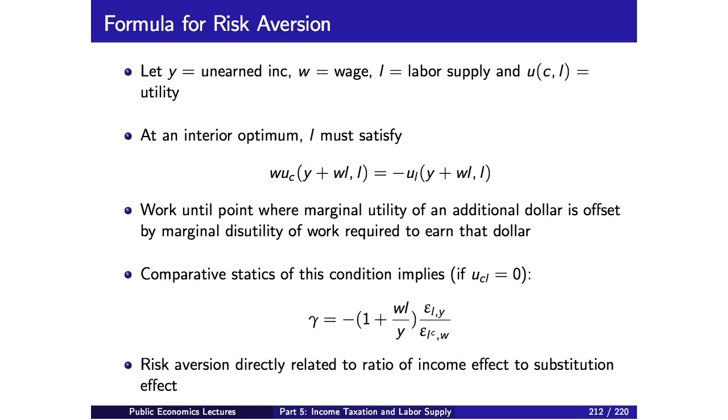Okay? So there's a tight link between the ratio of the income effect to the substitution effect and the degree of risk aversion. So it's like what I was describing before. The bigger our income effects relative to substitution effects, the more curved the utility function has to be.